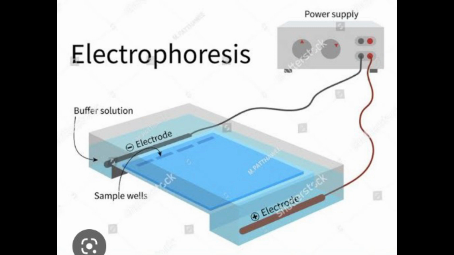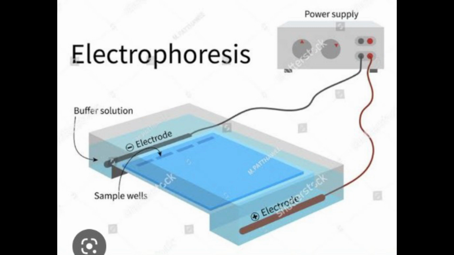Supporting media. The composition of the supporting media may cause adsorption, electroosmosis, and molecular sieving, which may influence the rate of migration of the compound. The commonly used supporting media in the laboratory are agarose, polyacrylamide, and cellulose acetate medium.